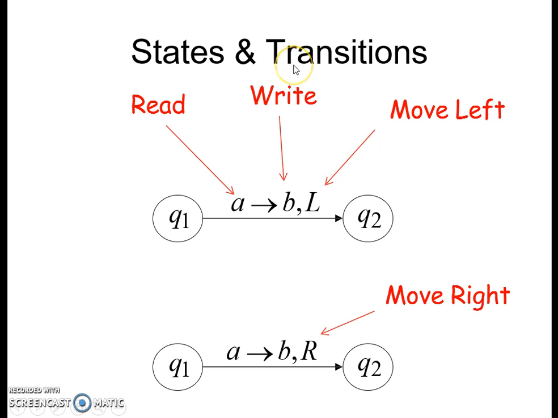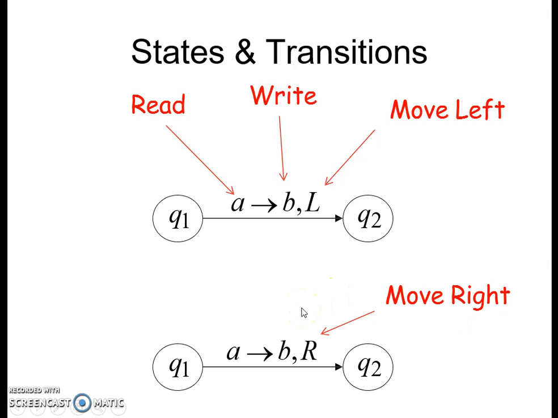States and transitions of a Turing machine. Here we have the diagram which represents the transition diagram of a Turing machine. Q1 and Q2 are states. Now let's see how this goes on. A is the symbol which is to be read by the machine. B is the symbol which is to be written by the machine, and L or R is the direction the machine tells the tape head to move, either left or right.